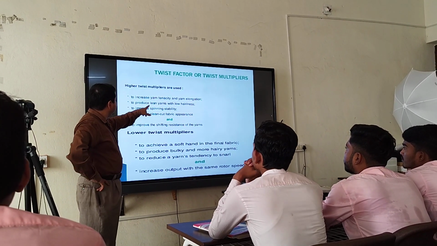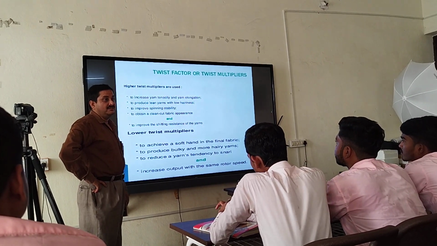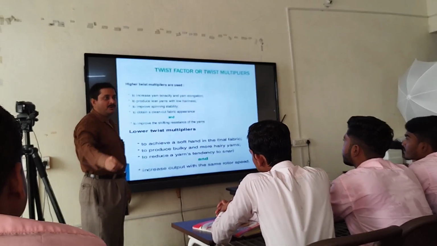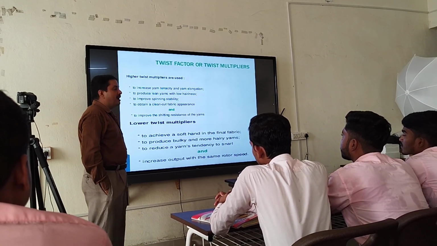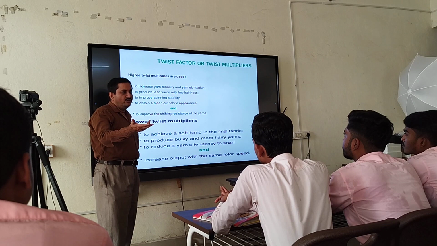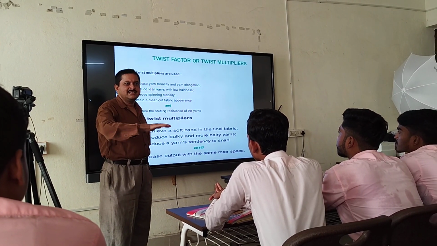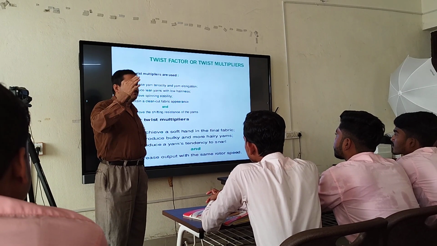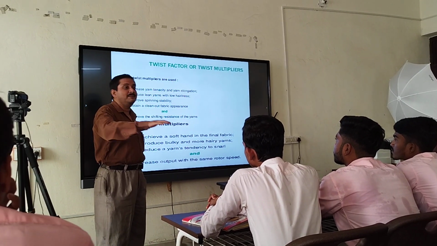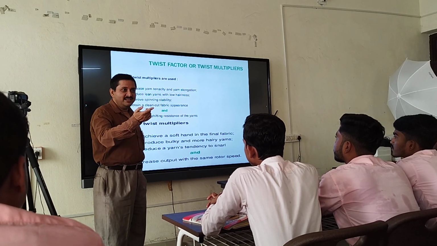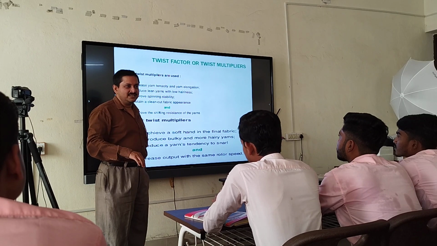Then low hairiness improves the spinning stability. Spinning performance will be perfect, and you obtain a clean cut fabric appearance. It is well known to you that if the hairiness level of the yarn is less, the fabric surface is clean. Please remember singeing: singeing is a process by which you remove the protruding fiber. So I think you are recalling this, and that's why we do the singeing step.